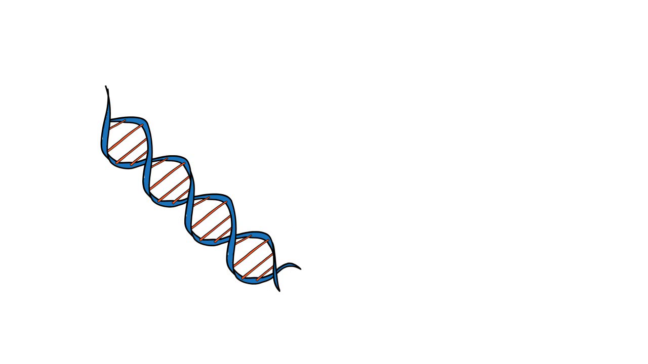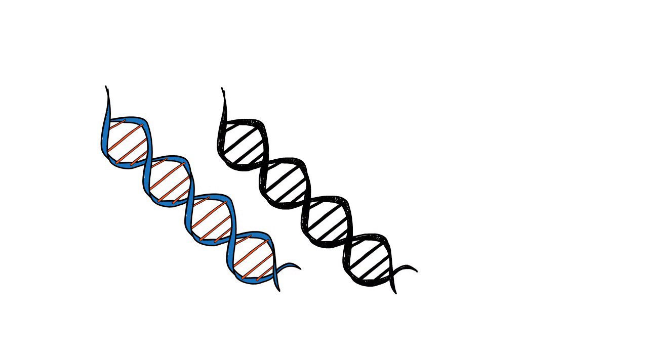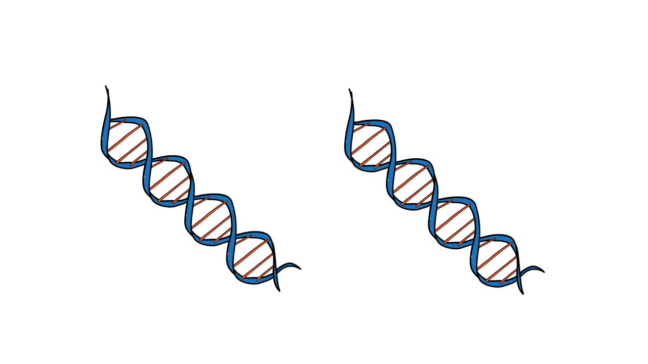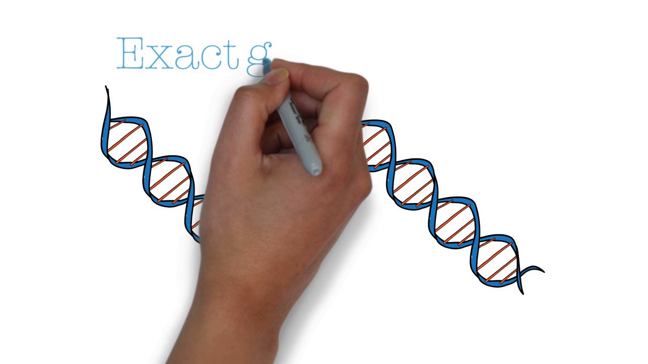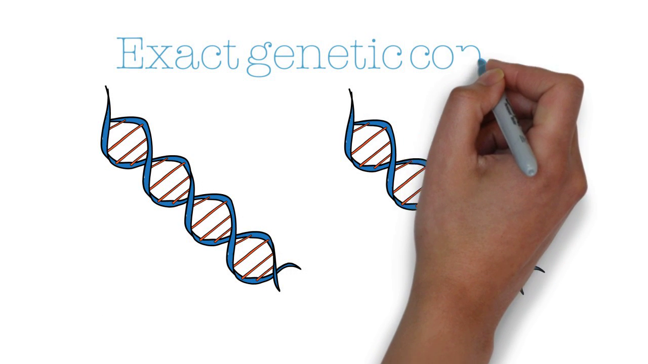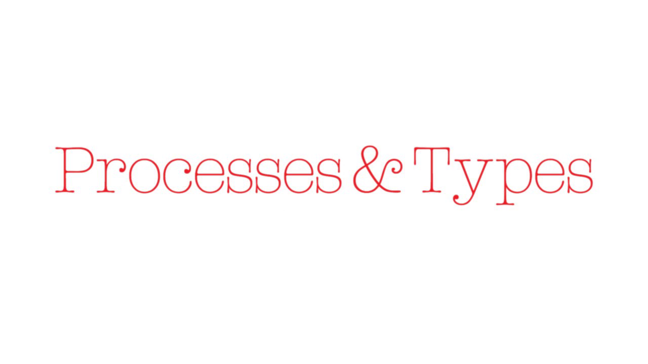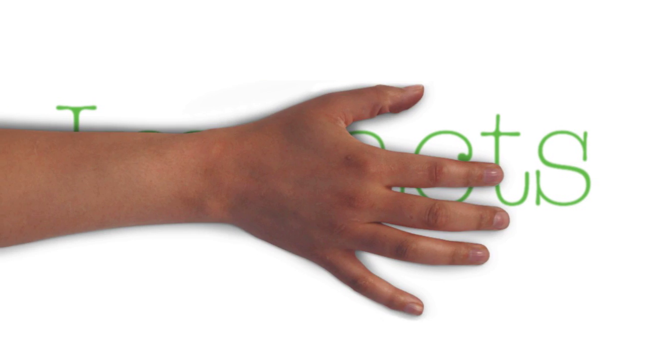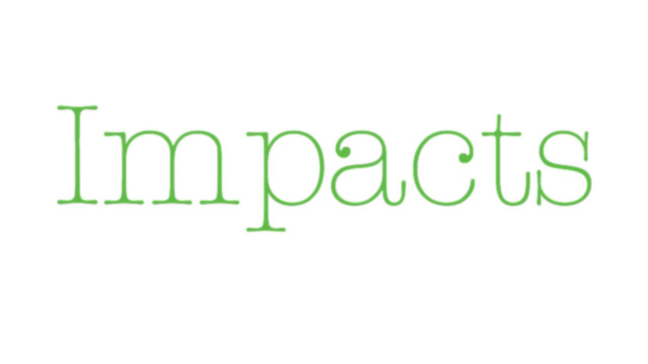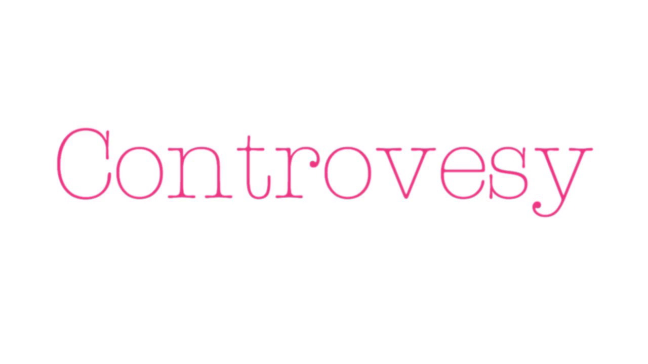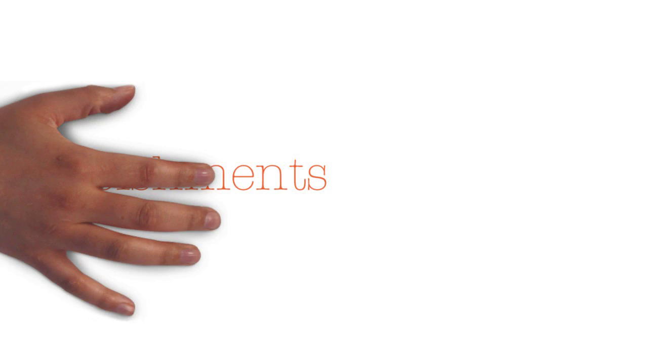So, to begin, what are clones and what is cloning? Well, clones are organisms that are exact genetic copies of each other, and cloning is the process of achieving this. The topic of cloning can be broken down into its processes and types, the impacts this scientific process has on society, its controversy, as well as its current accomplishments.